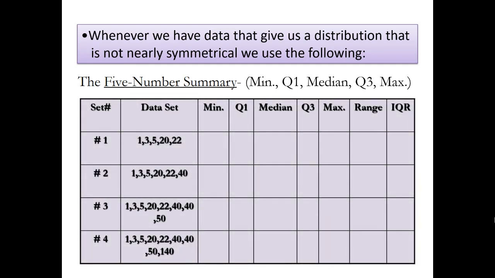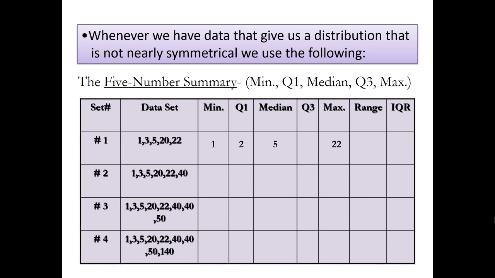So let's take a look at set number 1 here. We have 1, 3, 5, 20, and 22. So the minimum of this is pretty straightforward. It's a 1. Our maximum is 22. Now we look at our median. We want to find the value that's in the middle of the data. In this case, it's a 5. I have 2 entries to its left, 2 entries to its right.